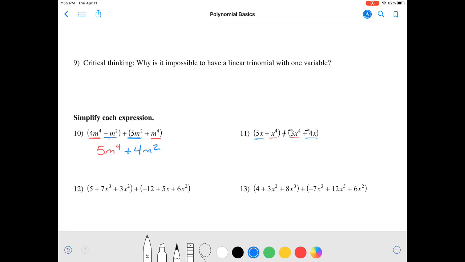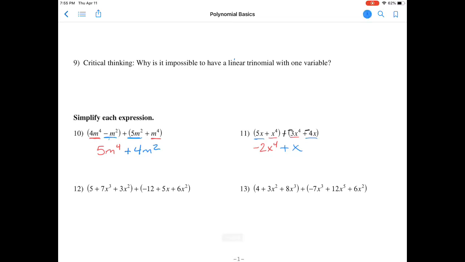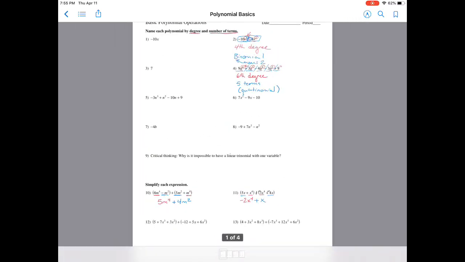So I'm going to look, and I have x to the fourth, or 1x to the fourth, plus a negative 3x to the fourth. That gives me a negative 2x to the fourth, because plus a negative is the same as subtraction. So 1 minus 3 is negative 2. Then I'm going to take my 5x minus my 4x, which is going to give me 1x, or just x. Again, I'm going highest exponent to lowest, so it's already written in standard form.